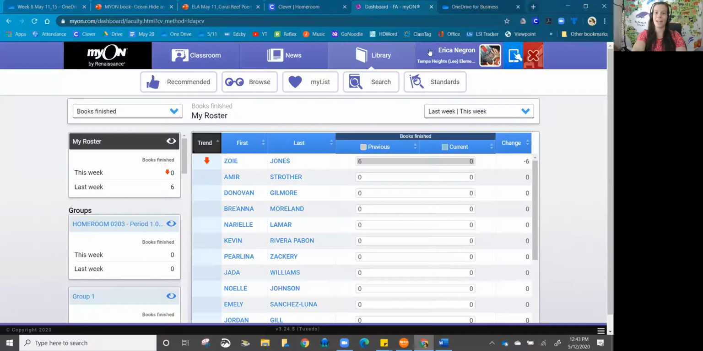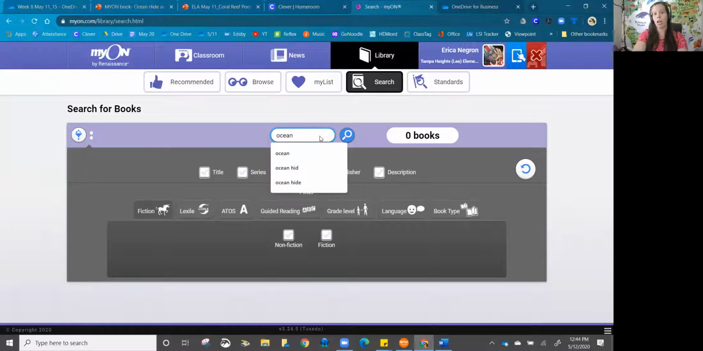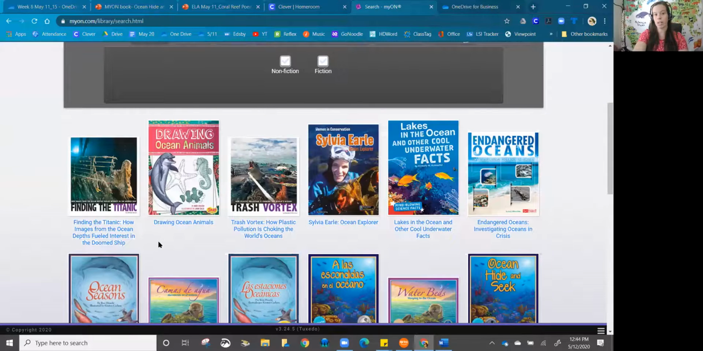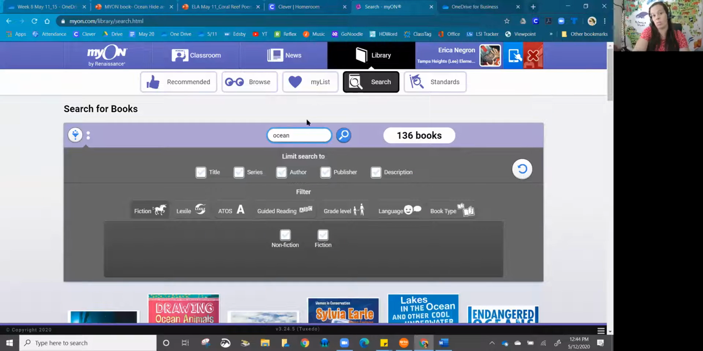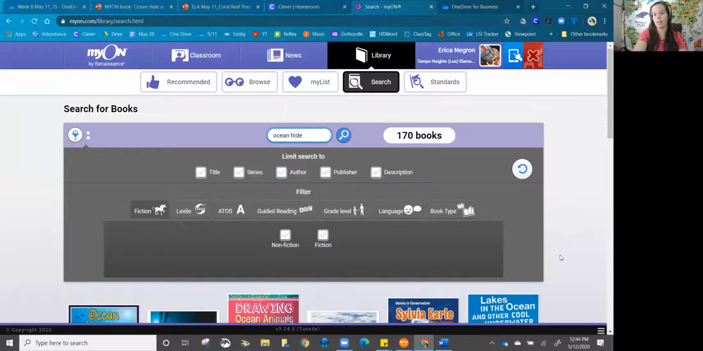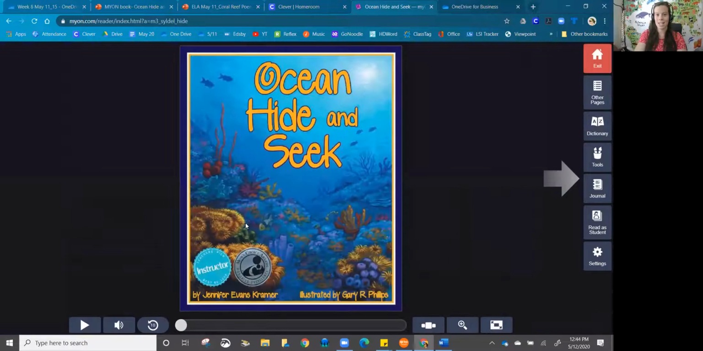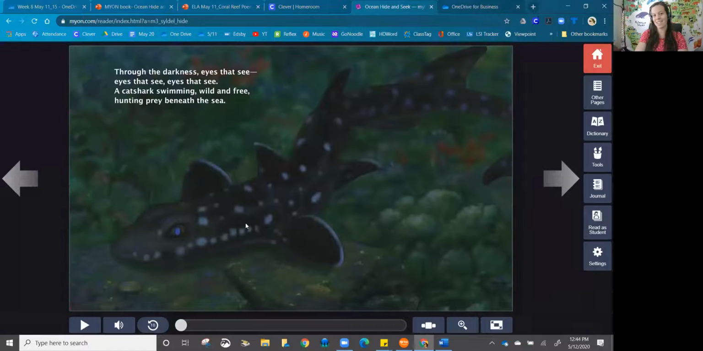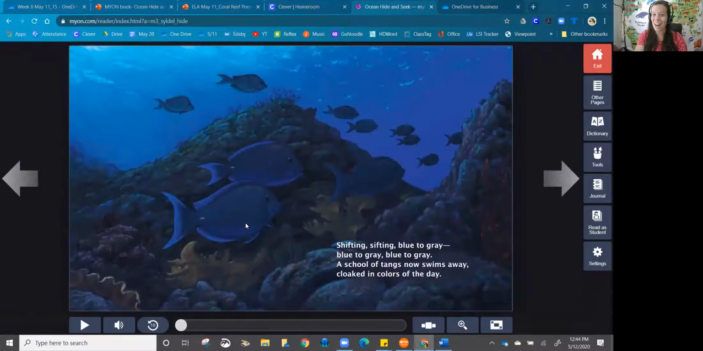Okay. All right. So if you go to MyOn and you go to search, you can type in ocean and you can find it by searching ocean hide and seek right here. So you can just type in the word ocean. I always did ocean hide because it was the first book right here. All right, so I'm going to add that to my profile so that it's easy for me to get to. And when you open it up, you will see all of the beautiful stanzas and photographs to go with each one. Aren't they so cool? I love them.